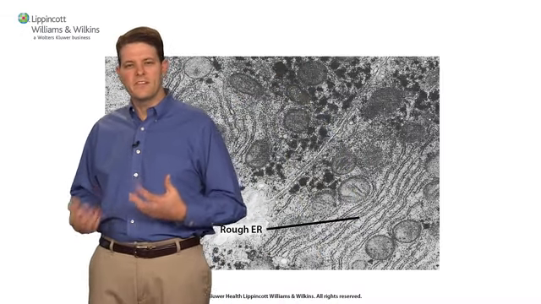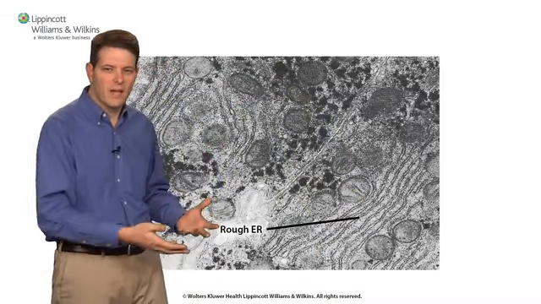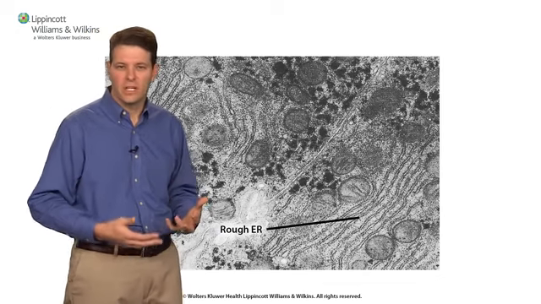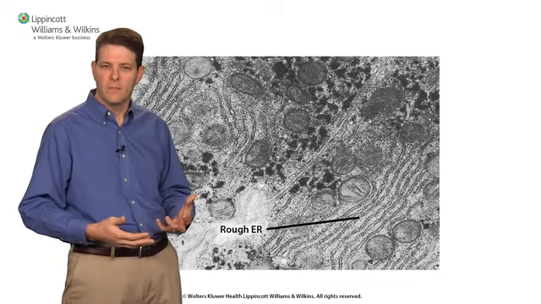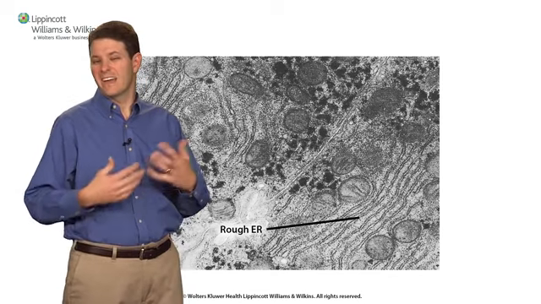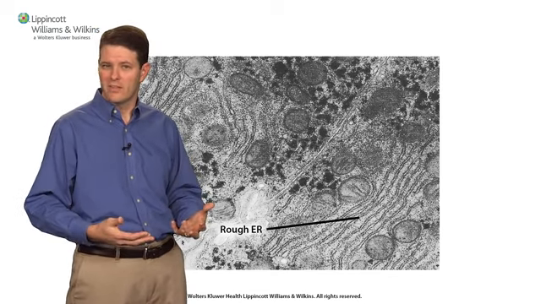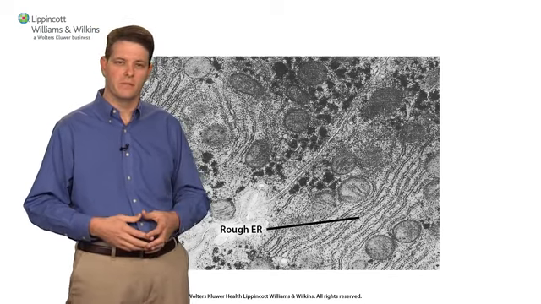Specifically, this is where we synthesize the proteins that will be secreted outside the cell, and the place where N-linked oligosaccharides are added to the proteins. So it makes a lot of sense that cells that export a lot of proteins, like plasma cells, have a lot of rough endoplasmic reticulum.